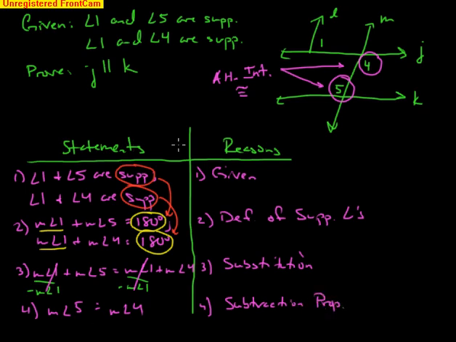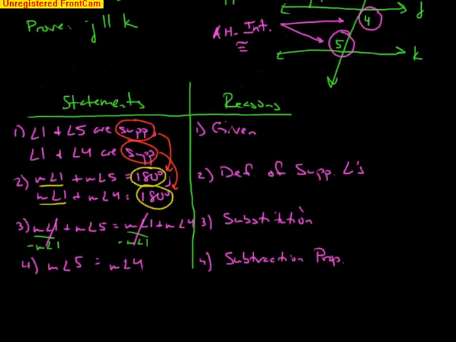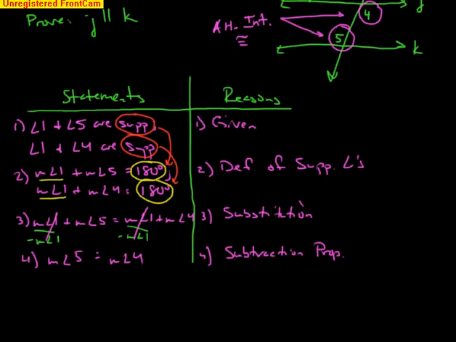Okay, I have to slide it down a little bit. Let me see if I can keep the picture. I'll go that far. Let me extend my statements and reasons. So we talked about 4 and 5 are alternate interior angles. Can we say they're congruent? Well, look, their measures are equal. So by definition of congruence, we can say that angle 5 is congruent to angle 4. And that is by the definition of congruence.